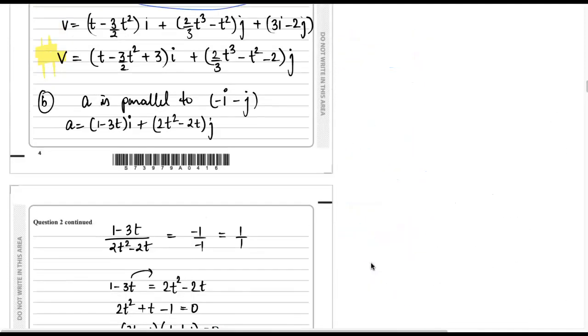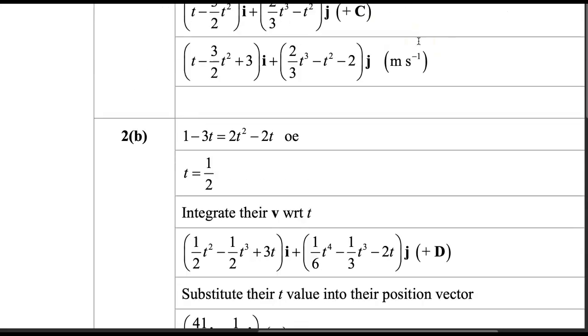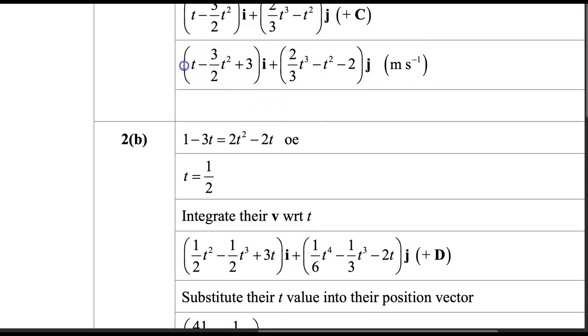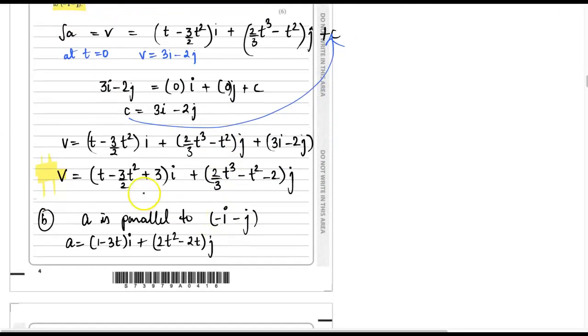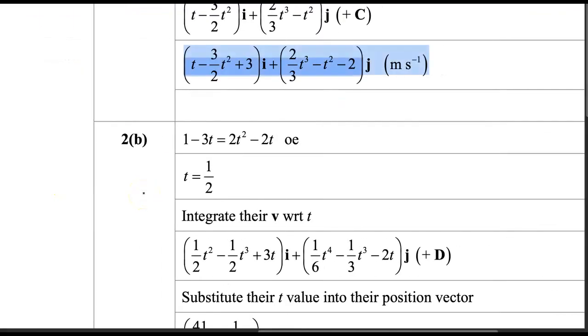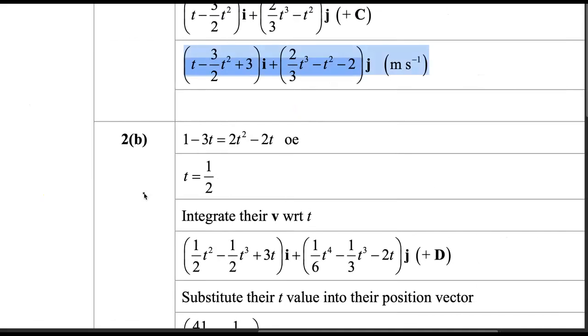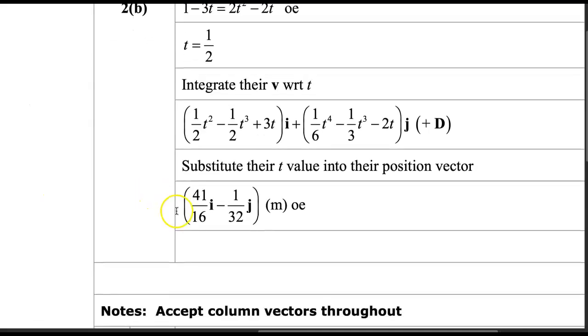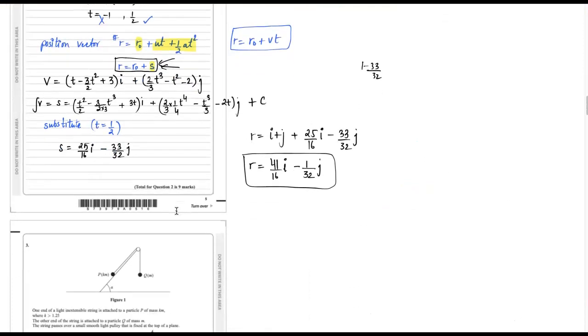So yeah, hope that makes sense. If I have the answer, let me check. Okay, so the first one was t minus 3/2 of t squared plus 3, 2/3 of t cubed minus t squared minus 2, which is correct. The second one, 41 over 16 minus 1 over 32. Yeah, that is fine. Perfect.